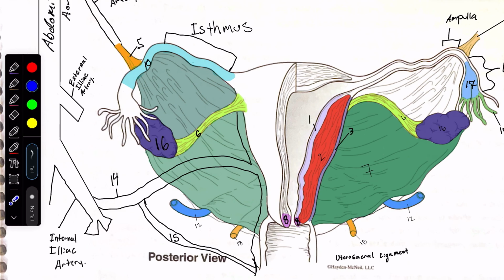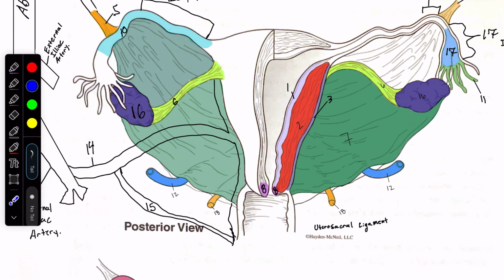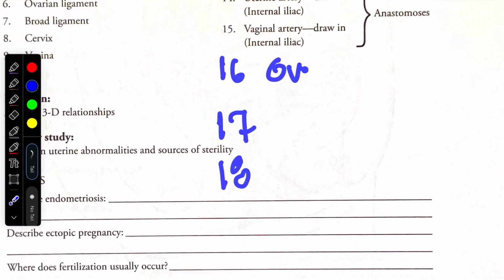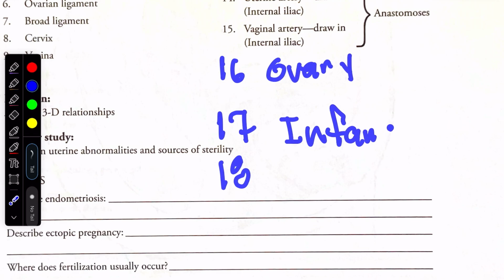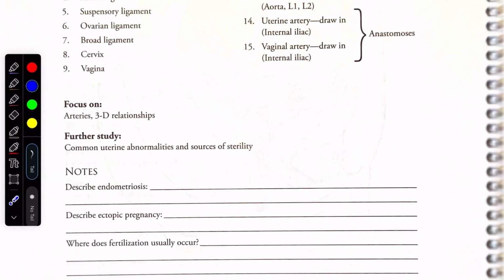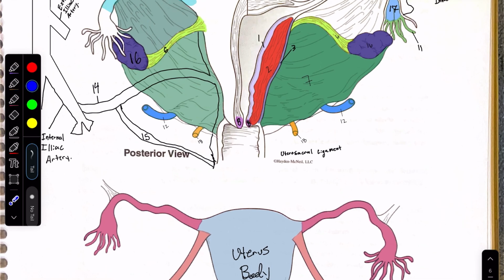12 being your ureter. All right, so now we're at a point where we kind of have to draw everything else in. On your other page up here, you'll want to put in 16, 17, and 18. 16 is going to be your ovary. This is going to be your infundibulum. And this is going to be your uterosacral ligament. All right, just coming back in here.